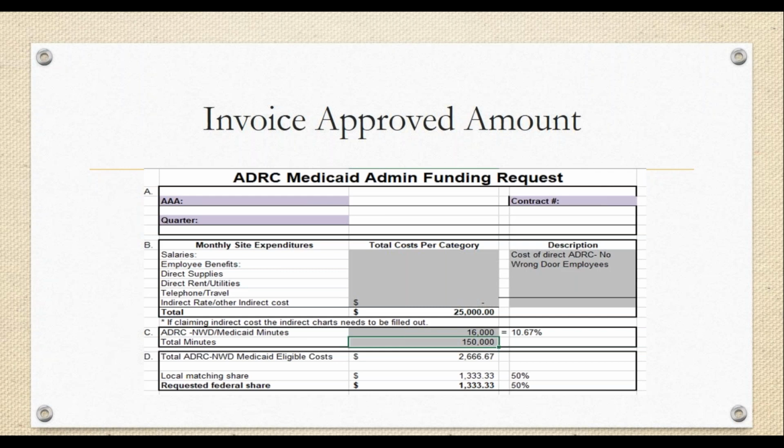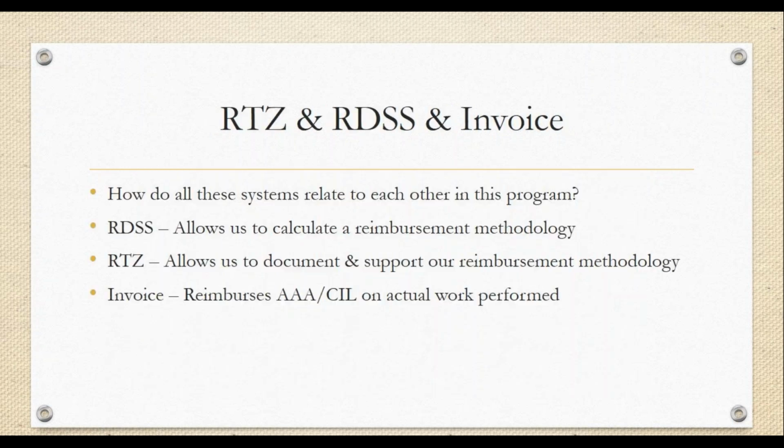You can claim more GF, but if you have to use more GF, that limits the amount of federal fund match you are eligible to claim. So how do they all work together? RDSS allows us to calculate a reimbursement methodology. RTZ allows us to document and support our reimbursement methodology. And the invoice allows us to reimburse the AAAs and the SEALs on actual work performed.